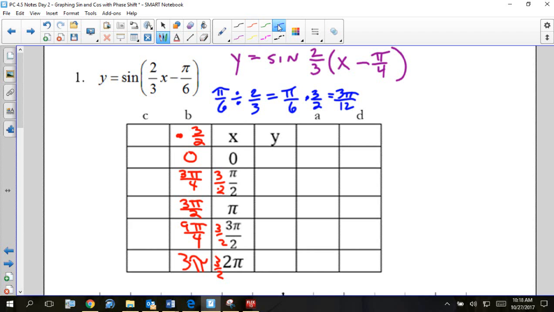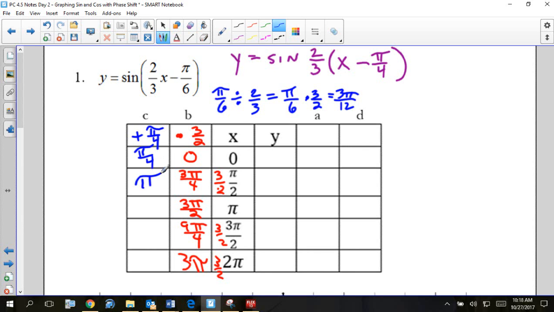Then after that, we have to do our horizontal translation, and since it is subtracting, what are we actually going to do in the table? Add. We do the opposite, so you're going to add pi over 4. So 0 plus pi over 4 is pi over 4. 3 pi over 4 plus pi over 4 is 4 pi over 4, or pi. Then 3 pi over 2 plus pi over 4.